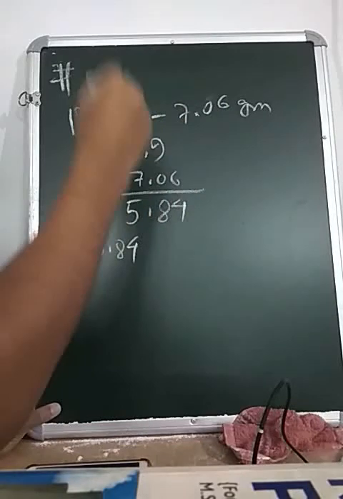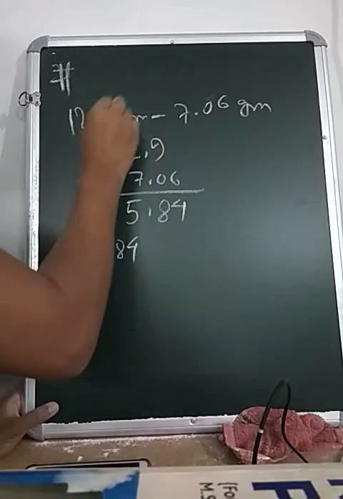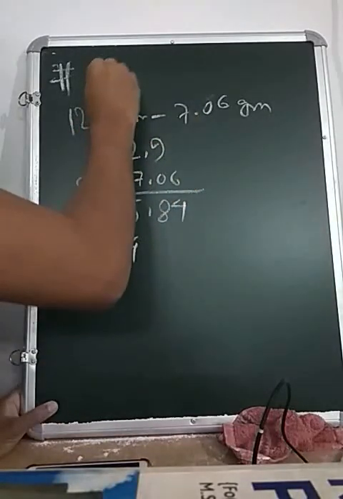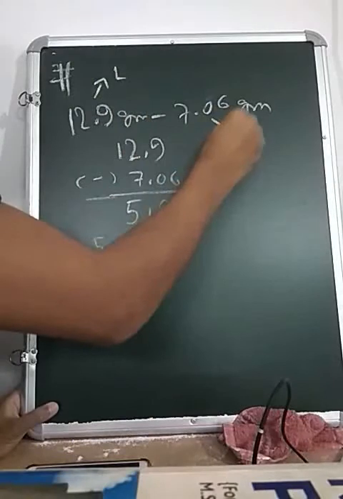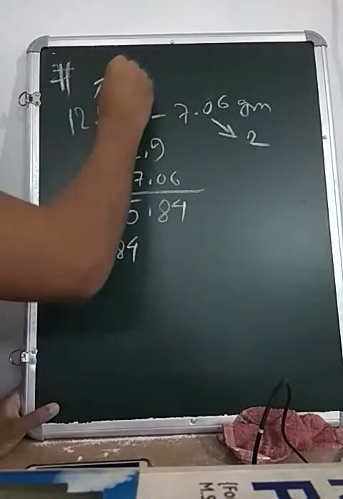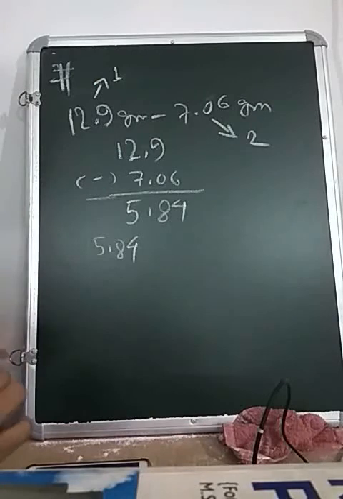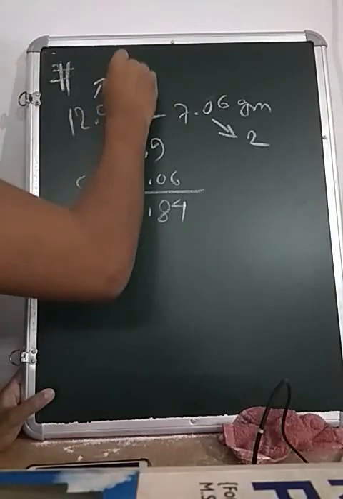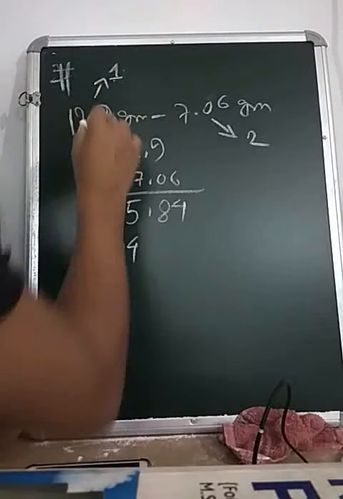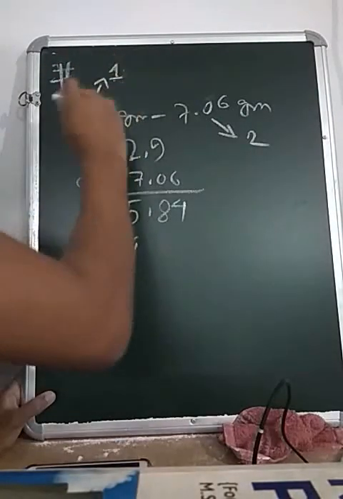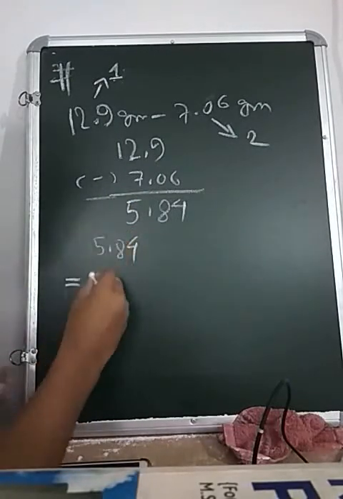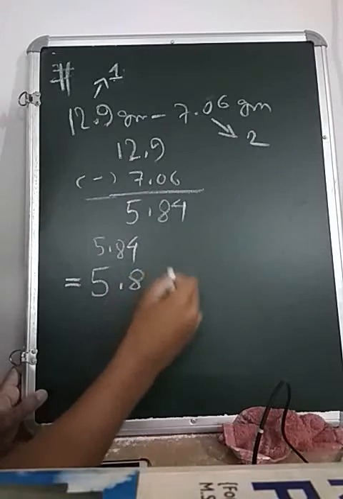Now what we see during addition and subtraction, we have one rule. During subtraction, you see the decimal points. What is the number of decimal points? Here the number of decimal points is 1, and there it is 2. In addition and subtraction we see only decimal points, but in multiplication and division we see the significant figures. We take the least number of decimal points. Here it is 1, the least among the provided data. So the final result will be 5.8 gram.